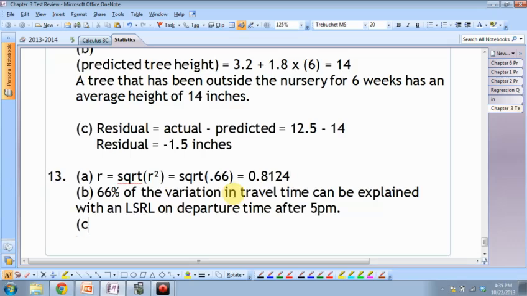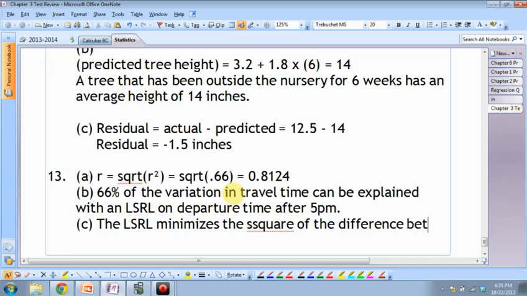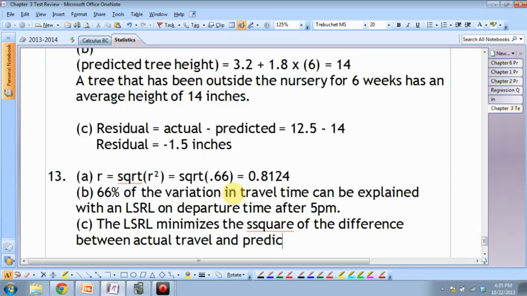Last. Which of the following is minimized with an LSRL? So an LSRL minimizes the square of the difference between actual travel time and predicted travel time.